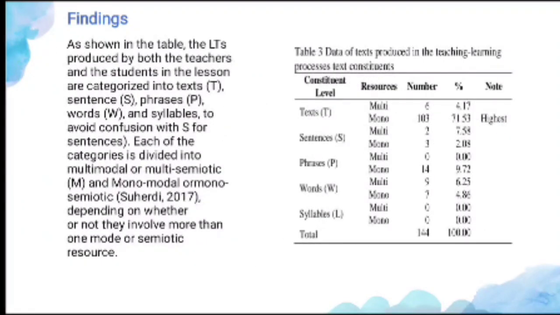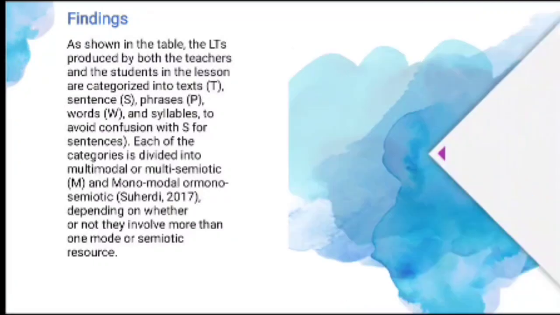And the last, as shown in the table, the LTs produced by both the teachers and the students in the lesson are categorized into text, sentence, phrase, words, and syllable. To avoid confusion with S for sentence, each of the categories is divided into multimodal or multisemiotic or M, and monomodal or monosemiotic, depending on whether or not they involve more than one mode or semiotic resource.